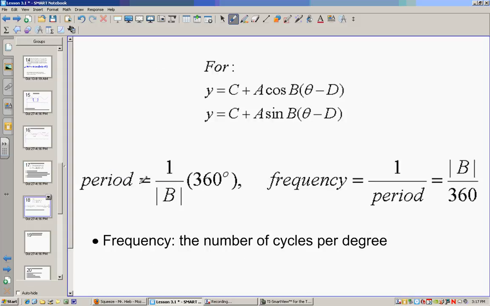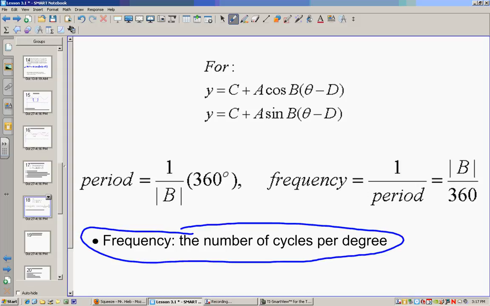Now, the period we can find by taking 360 times 1, which is just 360, over the absolute value of B. And there's a new thing called frequency, which is the number of cycles per degree, where you take B over 360. So you could just take 1 over your period to get your frequency. It's just the reciprocal.